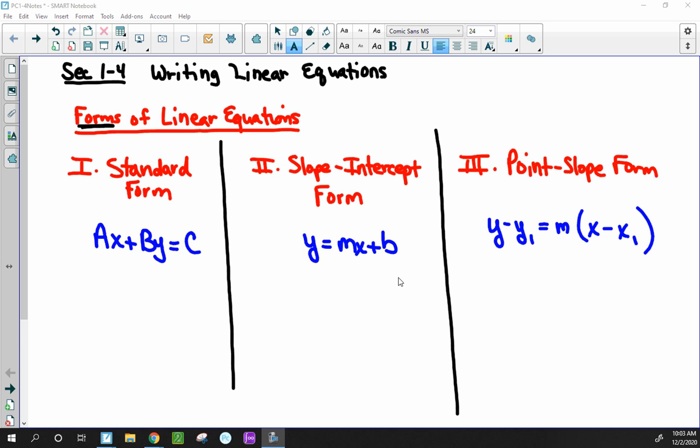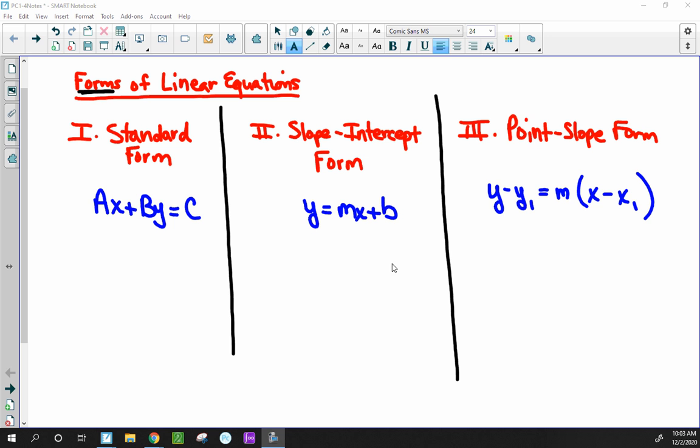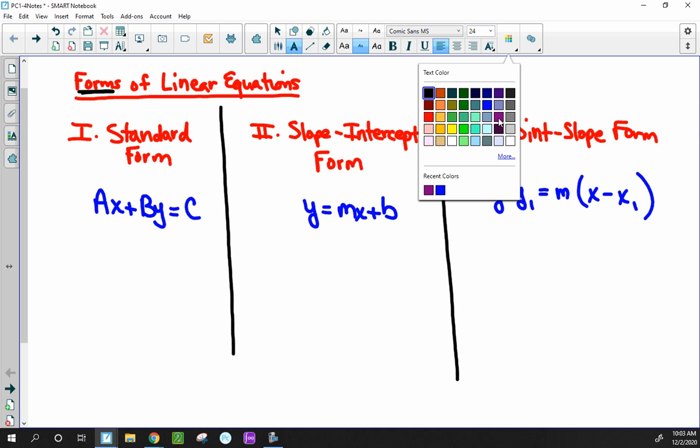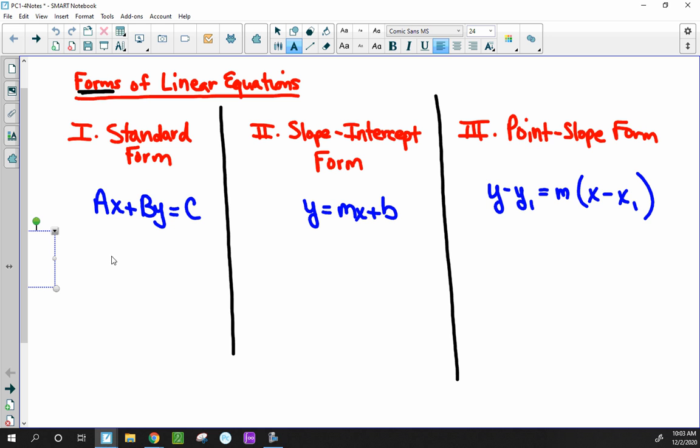These three forms I briefly went over in the last set of notes, but now I'm going to give you a little bit more detail. To be standard, the variables x and y both have to be on the same side, and there are some restrictions.